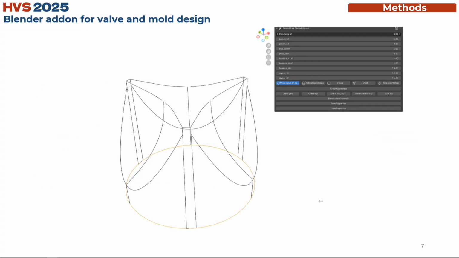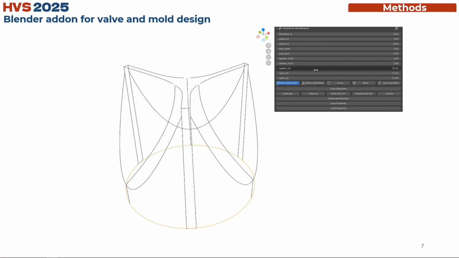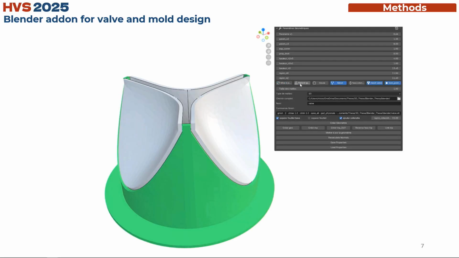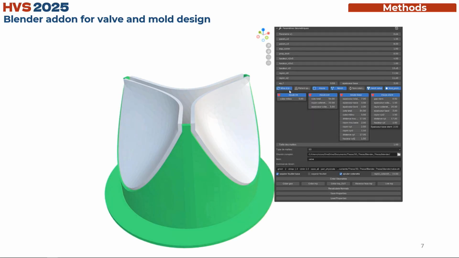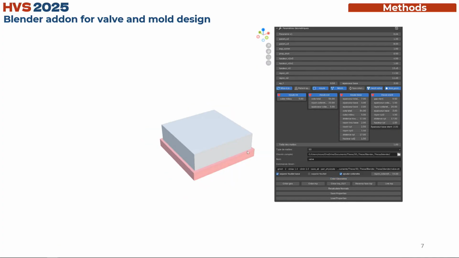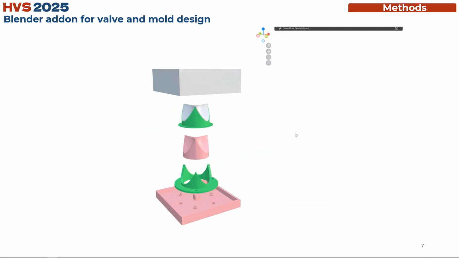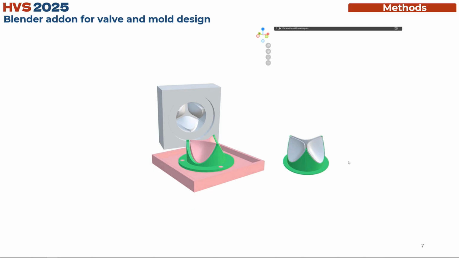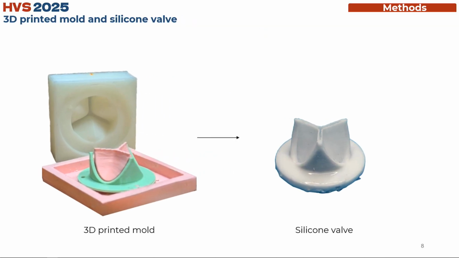We wanted to create different valve geometries using a molding process, and that's why we developed a Blender add-on that was used to generate the valve geometries and the mold geometries. Here you can see the 3D model of the mold with the stent and the corresponding valve. This allowed us to 3D print the mold and to fabricate the valve by molding of the silicone.